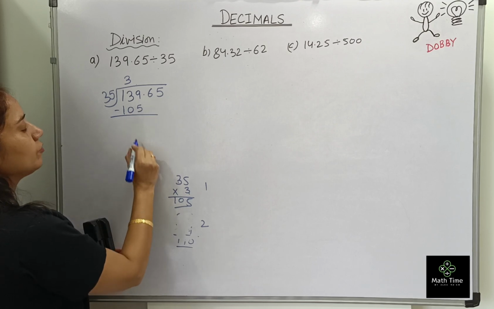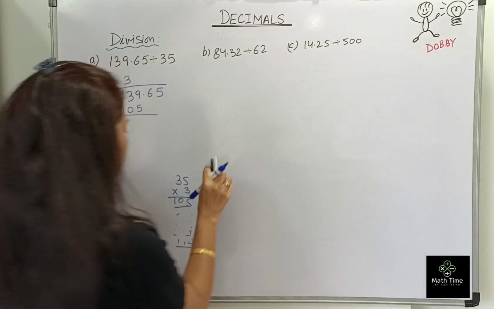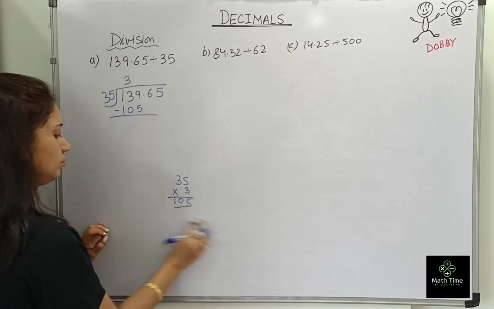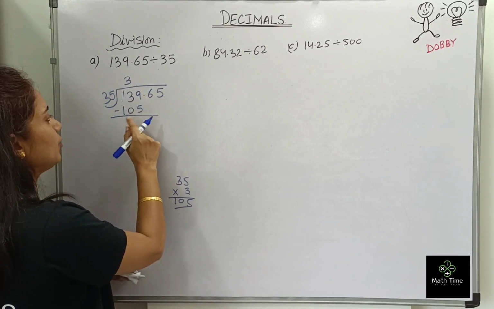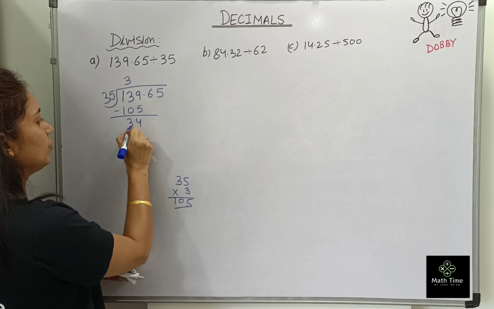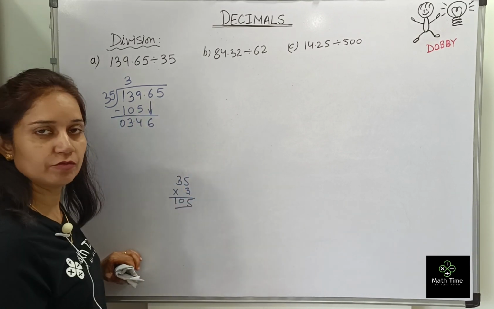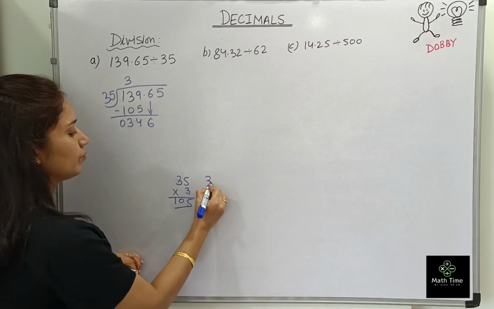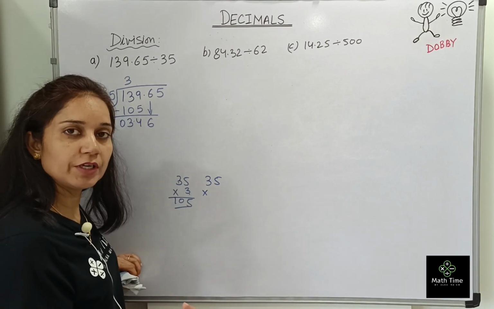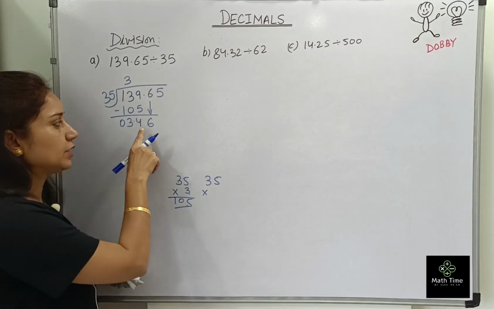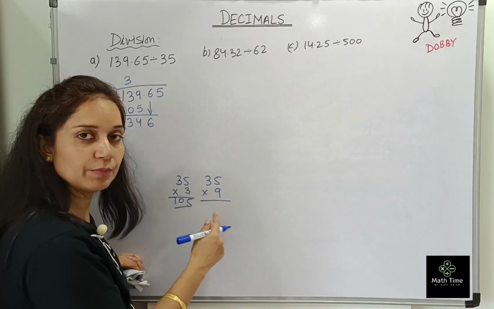Subtract. 35 3s are 105. Subtract: 9 minus 5, 4; 3 minus 0, 3; 1 minus 1, 0. Simply copy 6 down. It becomes 346. Now let us check which table will work. 35 multiplied by 10 is 350, and this is just before that, 346. So you can get an idea that yes, it will be divisible when we multiply by 9.